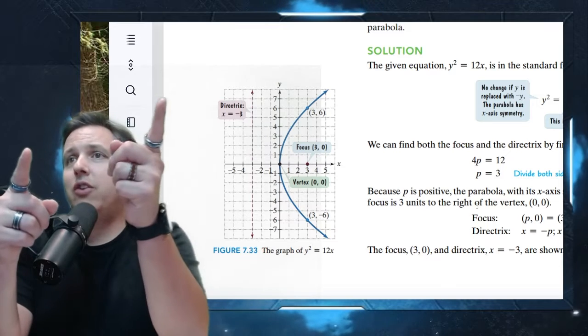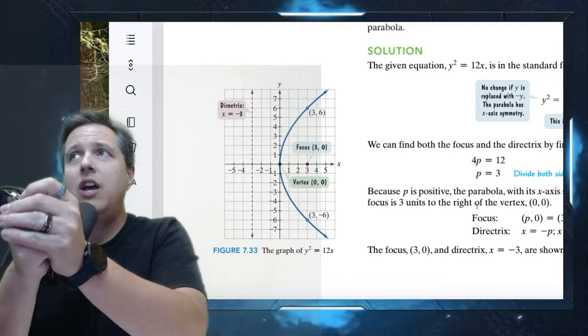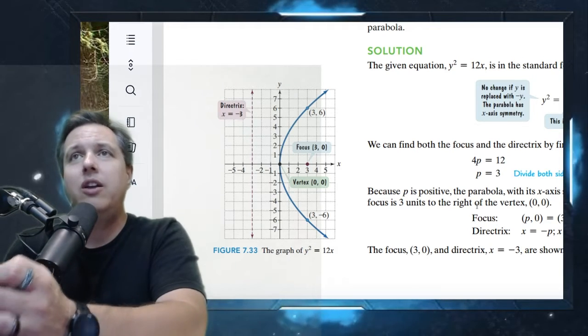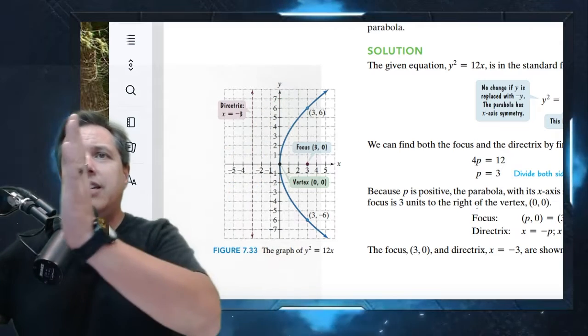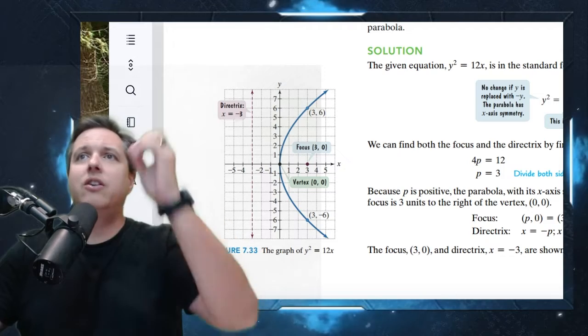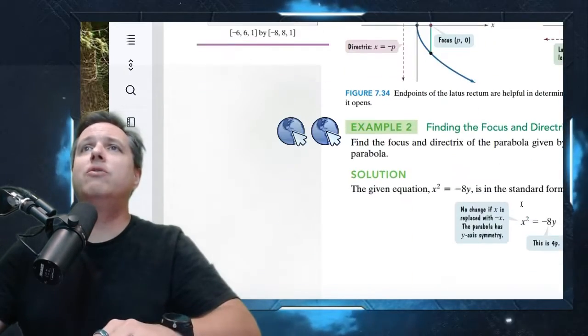Now once you figure that out, if you're dealing with something where the vertex is not at the origin, then we just use our transformations from, I think, chapter 1, where we were shifting things left or right and then shifting things up and down. That's all you're going to do here. And they give you a nice cheat sheet if you want to do that.